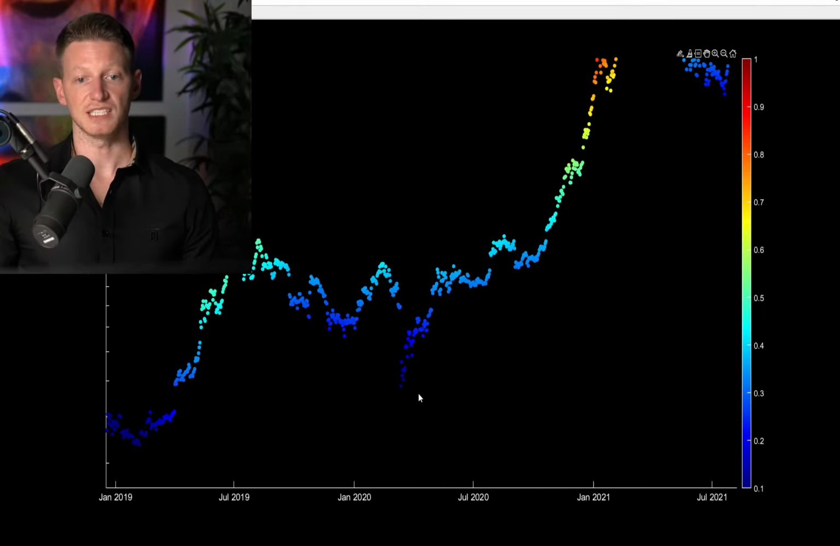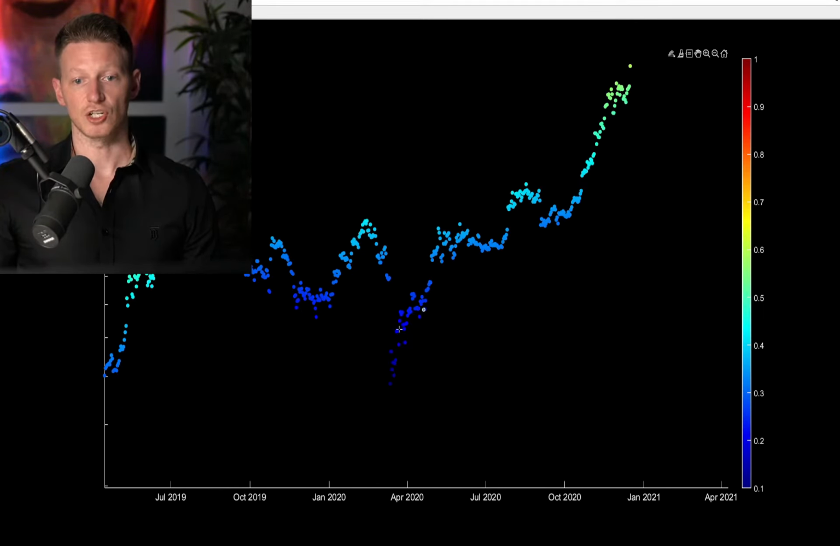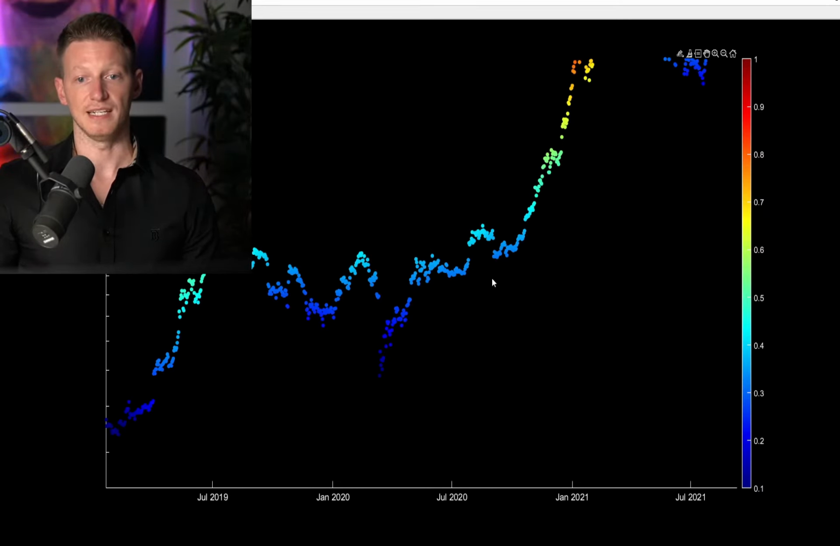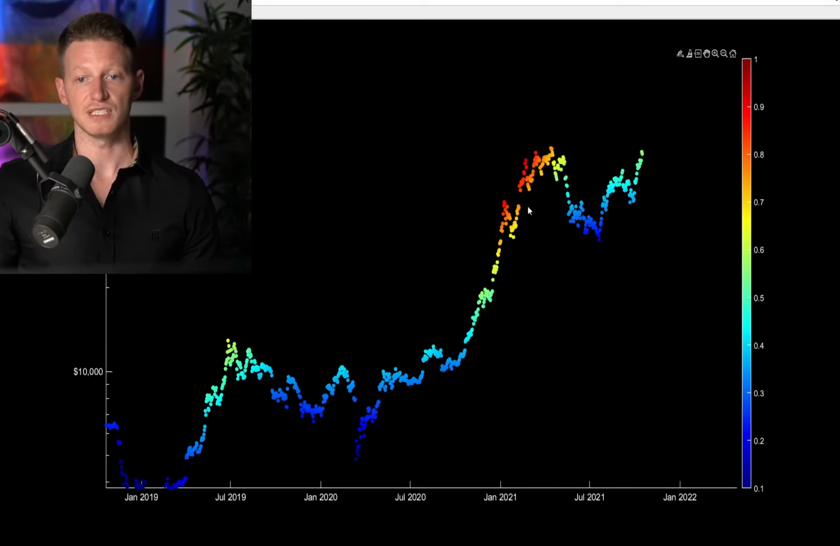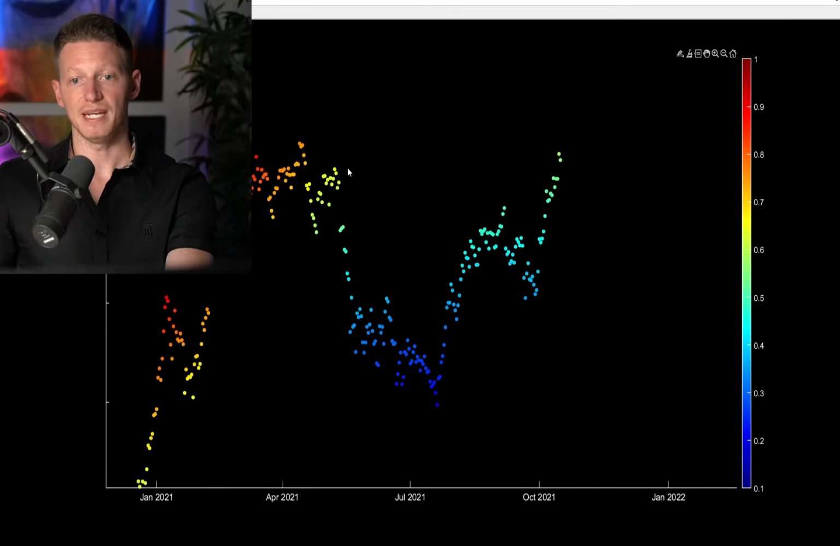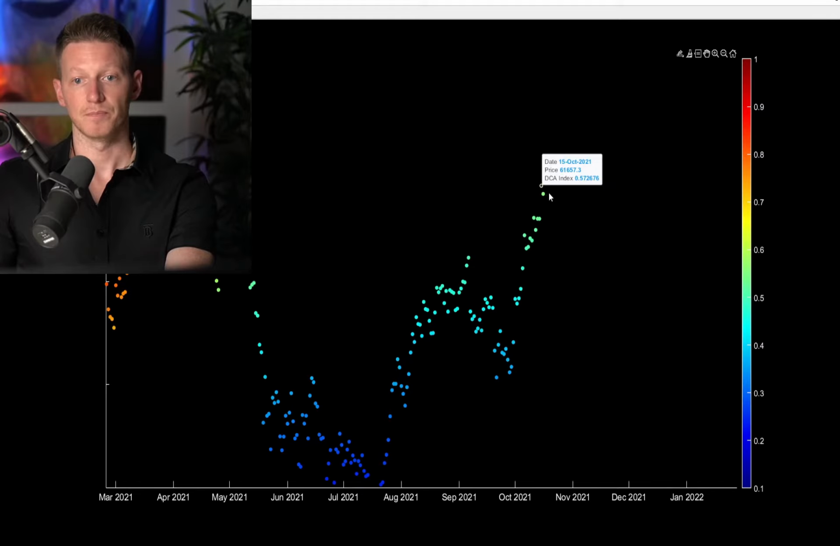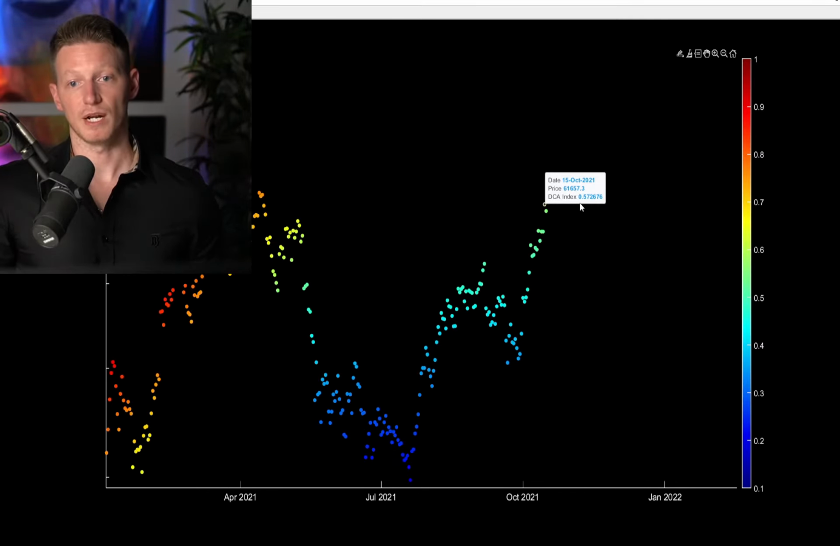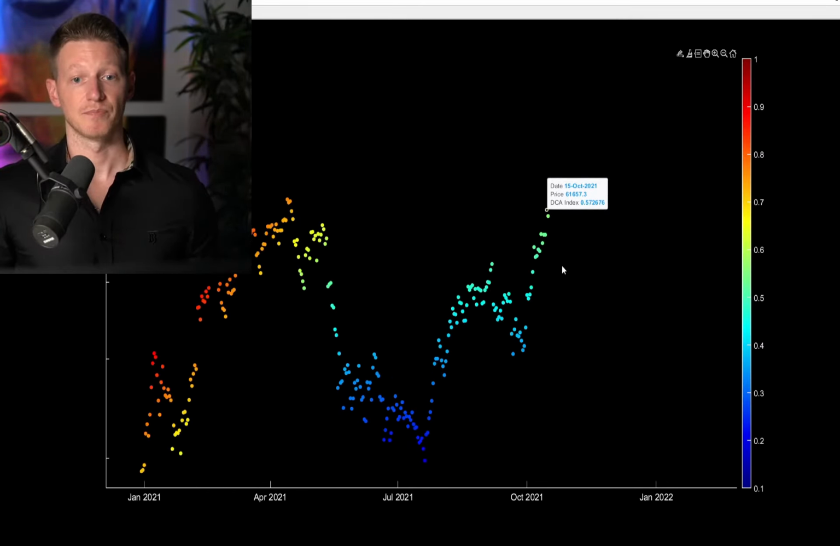So you can see basically down in these dark blue levels indicates typically the best times to buy, even these lighter blue and greenish levels. It's when you start to get into the orangish and red levels that you're reaching the max. So you may be asking, well, where are we right now? At the time of shooting, we're at approximately 0.57.